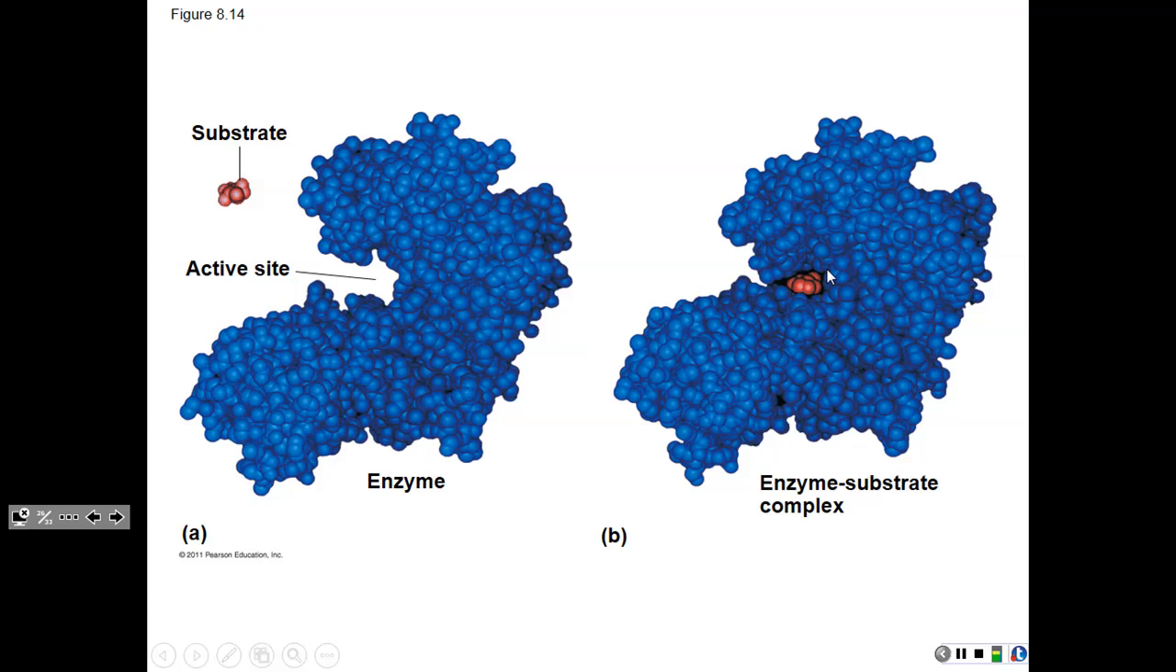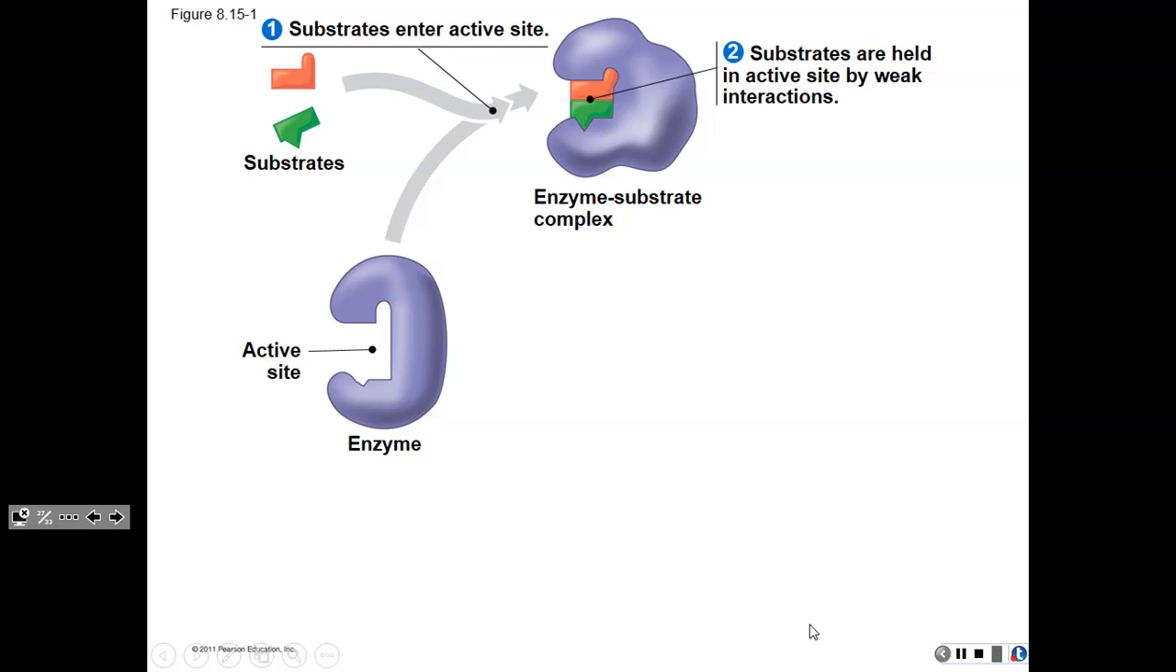It's not just the immediate points of contact. Once the substrate's in the active site, the enzyme typically changes its shape in a way so that it has even more intimate contact with the substrate, like what you're seeing there in that B part of the picture, the enzyme substrate complex. So how does this work to lower activation energies? Here's how this works to lower activation energies.